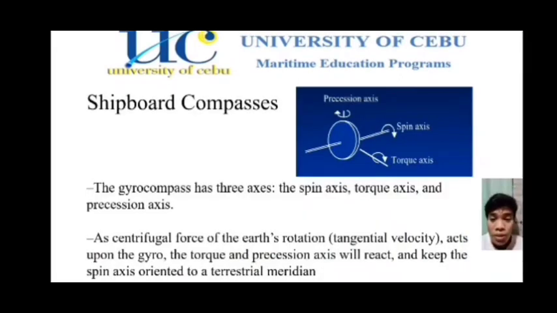Shipboard compasses. The gyro compass has three axes: the spin axis, the torque axis, and the precession axis. As the centrifugal force of the Earth's rotation, or what we call tangential velocity, acts upon the gyro, the torque and precession axes will act and keep the spin axis oriented to a terrestrial meridian.